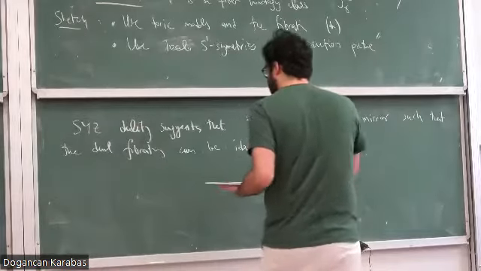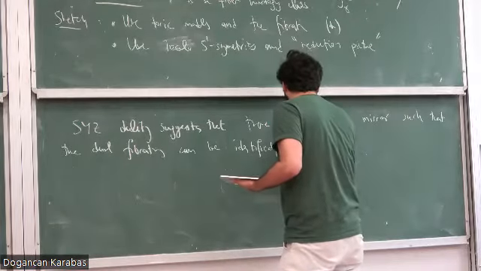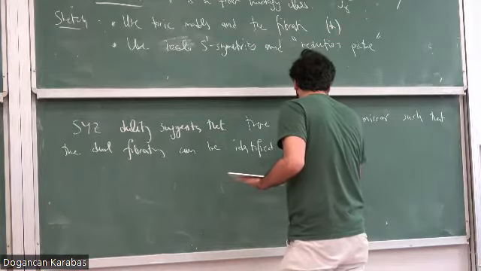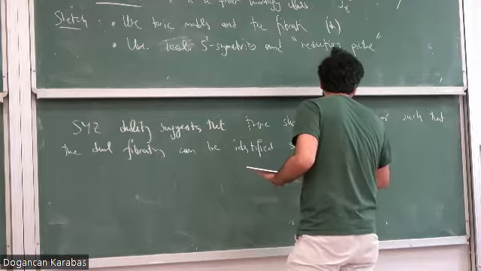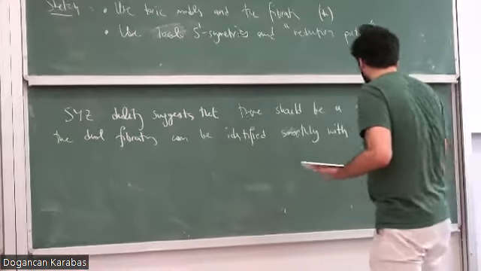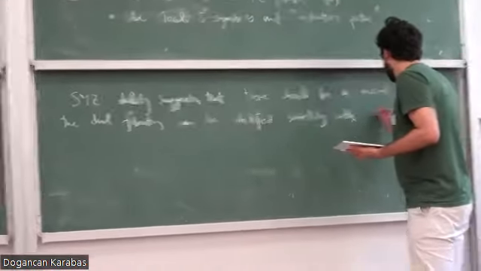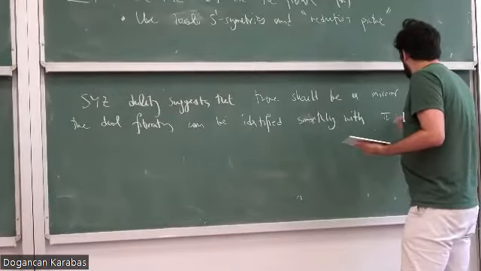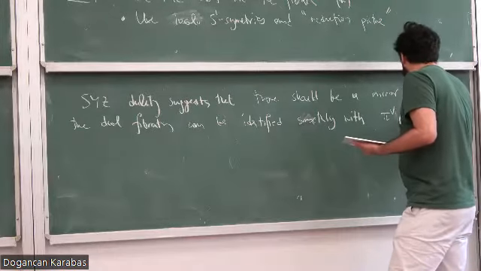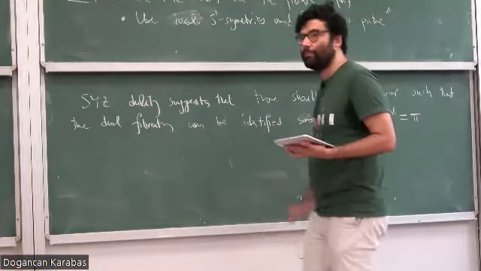There should be a mirror such that the dual fibration can be identified smoothly with pi. Okay, so let me say it like this: pi omega is equal to pi.